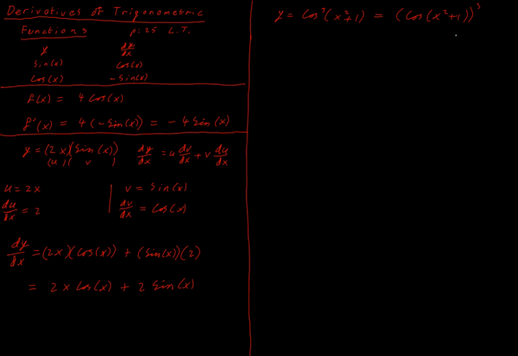So something cubed is a type of function. Cos is a function. And I have stuff inside the cos. The x squared plus 1 is another function. So I have a function inside of a function inside of a function. So I have composite functions, nested functions. That means I'm going to use the chain rule.